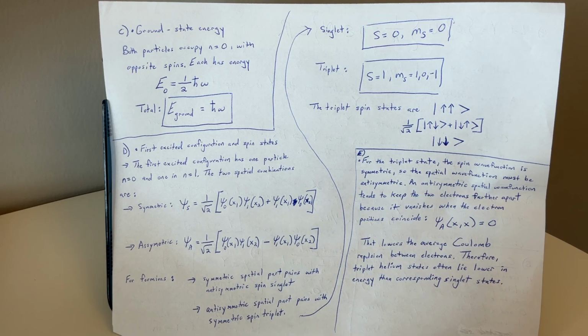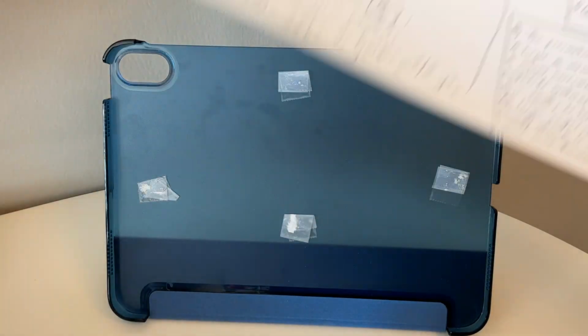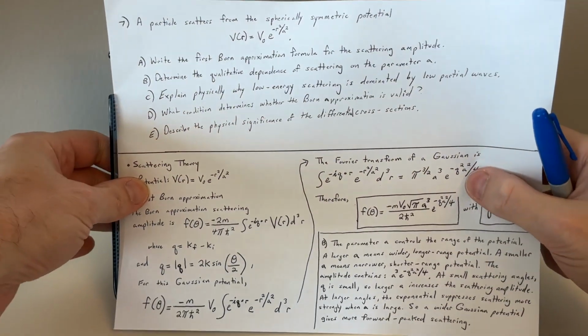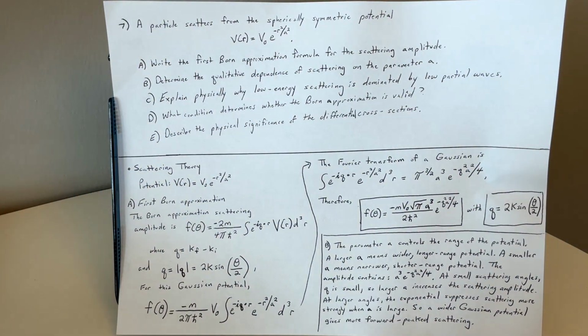And pardon me if I'm speaking too fast, just trying to get you through it. And let's move forward to number 7. That takes care of 6. Okay, number 7.